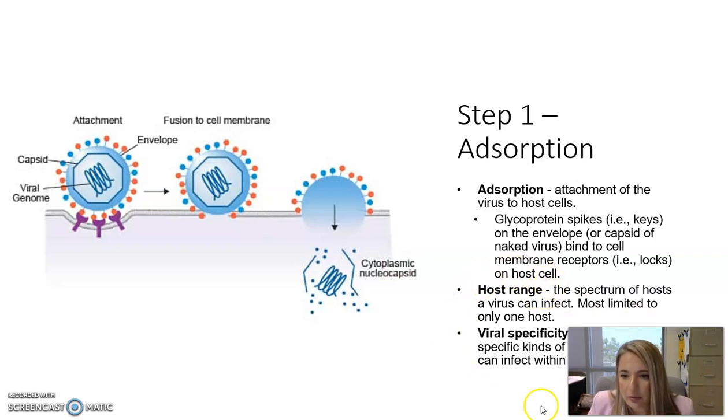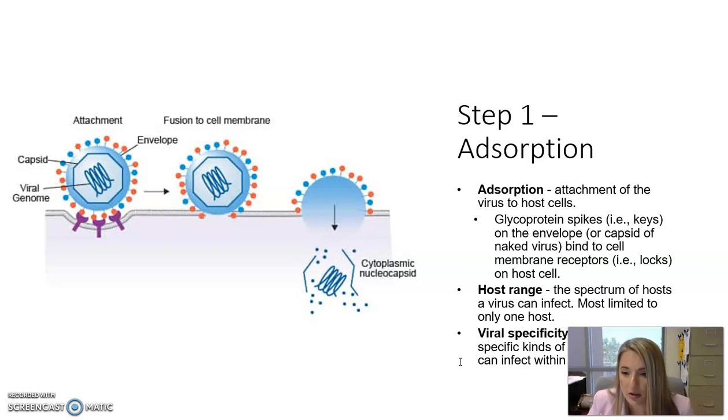It's regulated through 2 things, one being host range and the second being viral specificity. Host range dictates what type of host a virus can infect. So there are some viruses that only target humans. There are some viruses that only target poultry. There are some viruses that only target dogs.